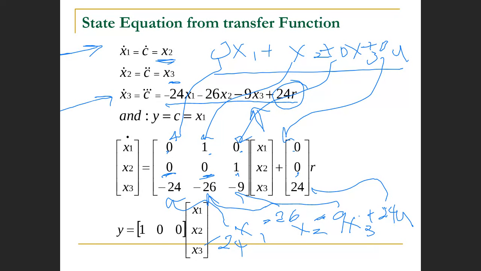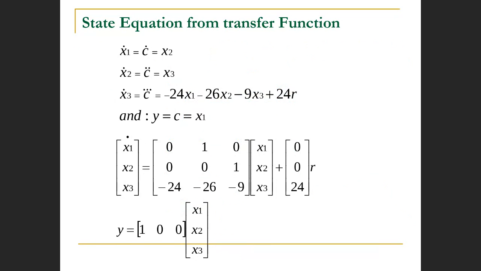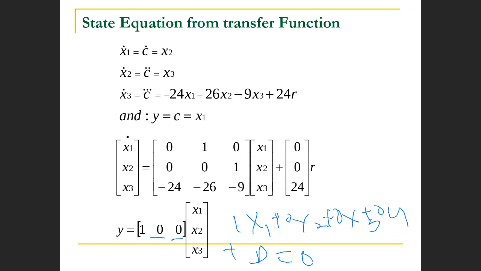Now, for the output, y is actually equal to x1. And again, if we do the same thing that we've been doing before, hopefully by now we'll get the gist. This is going to be 1, everything else is going to be 0. Therefore, we can see it here: 1, 0, 0, and then the D matrix is also equal to 0. So we have just converted the transfer function into state space form, in particular the phase variable format.